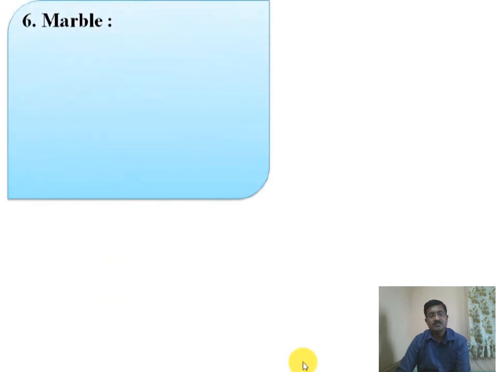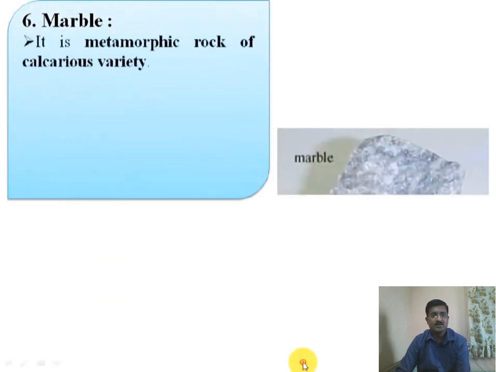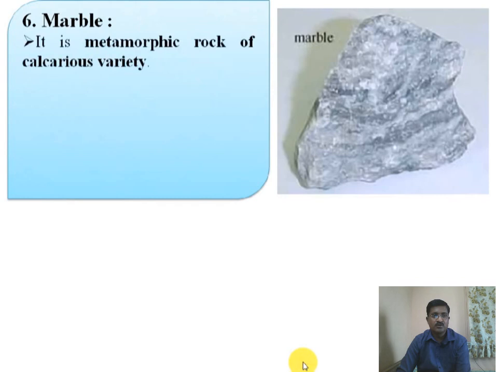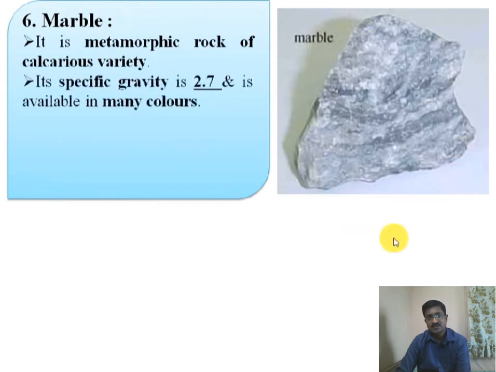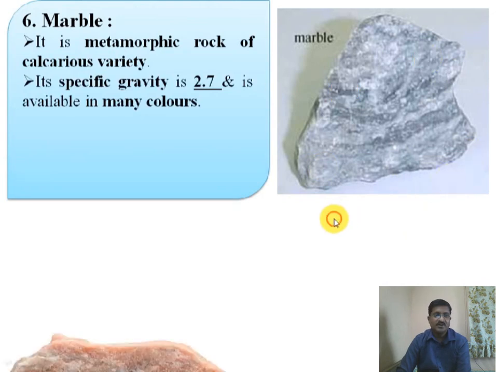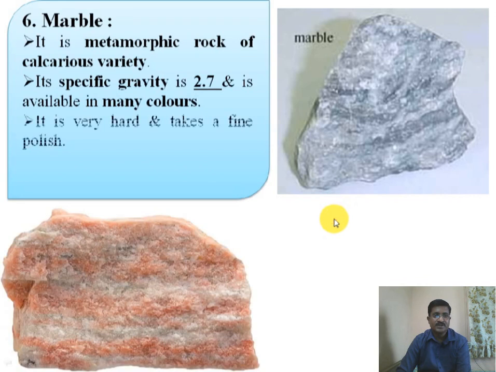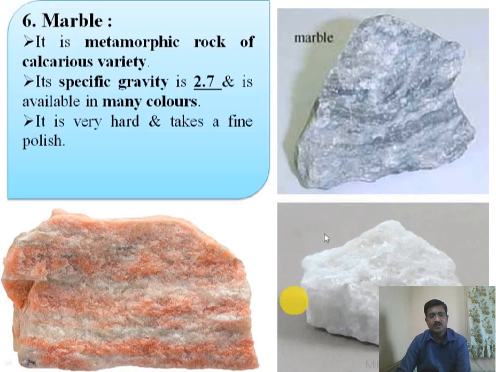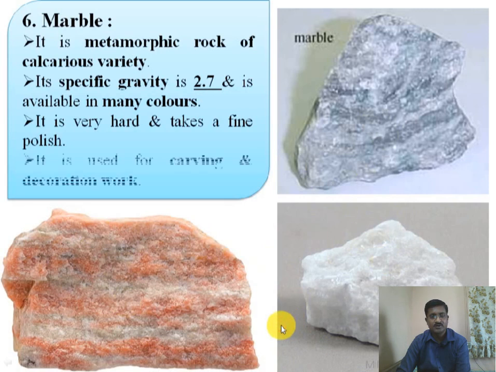Then the next, a very famous example, is the marble. It is a metamorphic rock of calcareous variety. In the image you can see the various types of marbles available. Its specific gravity is 2.7 and it is available in many colors. It is very hard and takes a fine polish. Our great monument, the Taj Mahal, you can see, is made of marble. It is used for carving and decoration work.